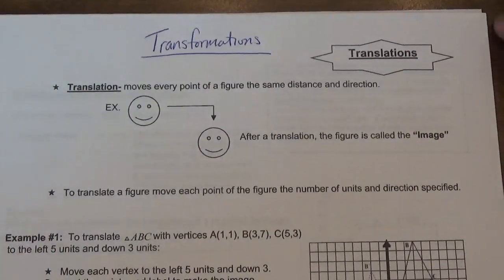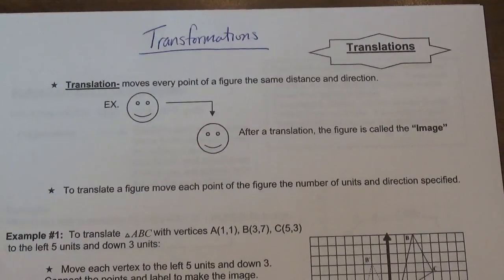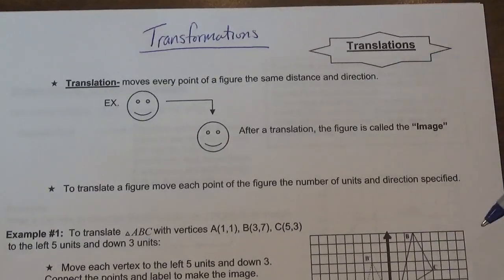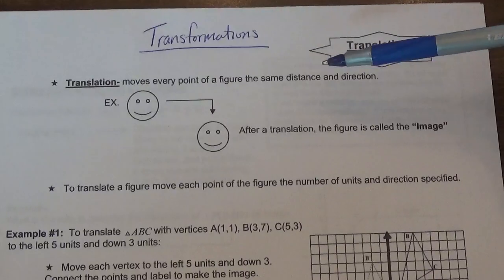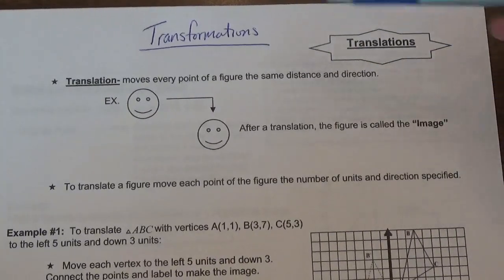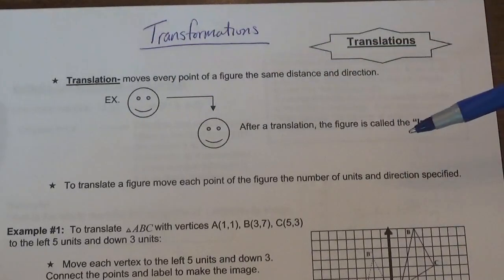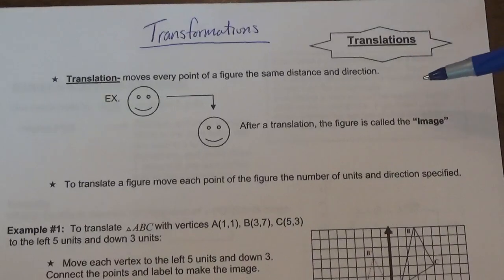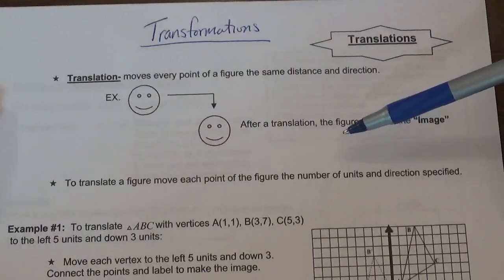Hi everyone. Starting a little bit of a new thing this week. Still going to be graphing on a coordinate plane, but now we're going to be moving figures around the coordinate plane in different ways. They are all called transformations, so ways to move the figures. The first one is a translation.